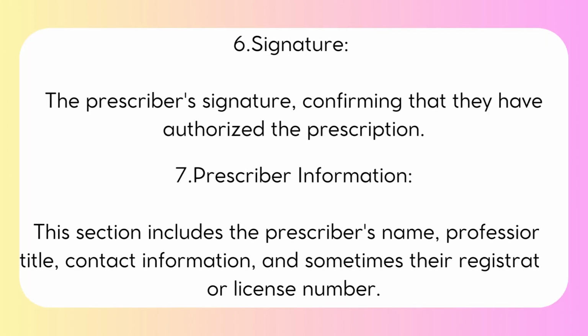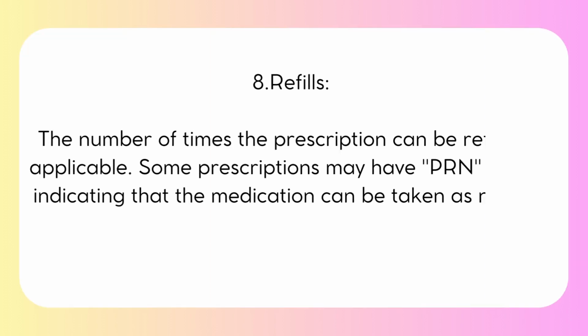Sixth, signature, the prescriber's signature, confirming that they have authorized the prescription. Seventh, prescriber information. This section includes the prescriber's name, professional title, contact information, and sometimes their registration or license number. Eighth, refills, the number of times the prescription can be refilled, if applicable. Some prescriptions may have PRN written, indicating that the medication can be taken as needed.